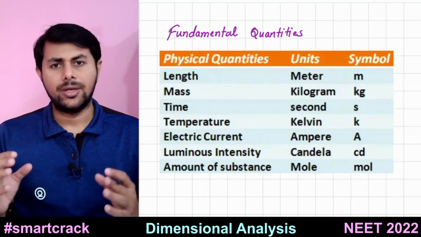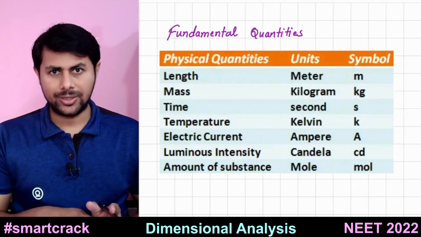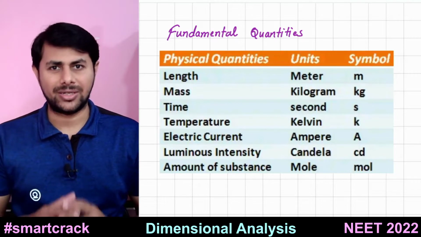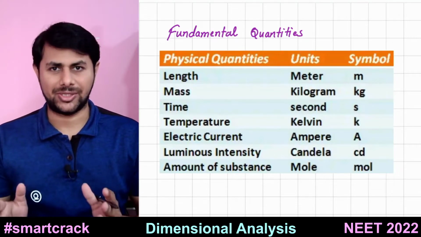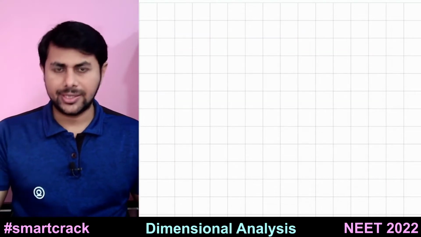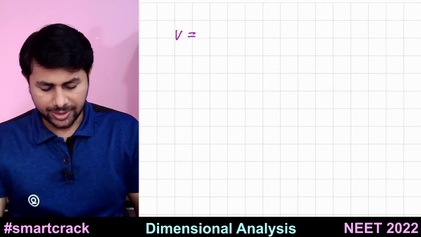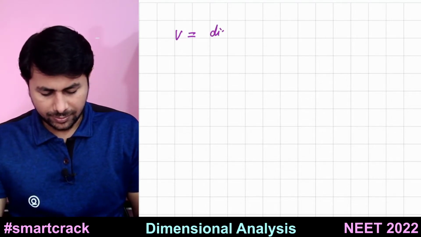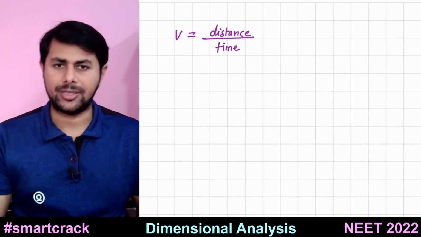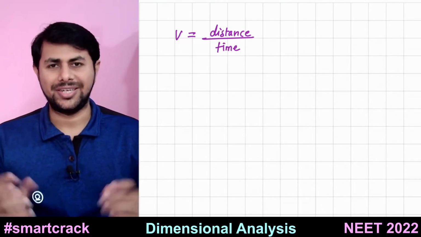All right. Now, the derived quantities are based upon the fundamental quantities, and the relation which relates the derived and fundamental quantities is known as dimensions. Okay, dimensions of that derived quantity. So for an example, let's consider this quantity, speed. So we know what is speed. Speed is distance covered divided by time taken. Okay, so what is distance? Distance is length and time is time.